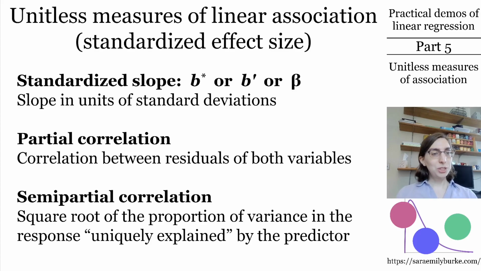So summarizing these three options we have as unitless measures of linear association, or standardized effect sizes that you can use for multiple linear regression models. I talked about the standardized slope represented b star, b prime, or beta, which is the slope in units of standard deviations. I talked about the partial correlation, which is the correlation between the residuals of both variables. And I talked about the semi-partial correlation, which I think is easiest to understand as the square root of the proportion of variance in the response that's uniquely explained by the predictor.